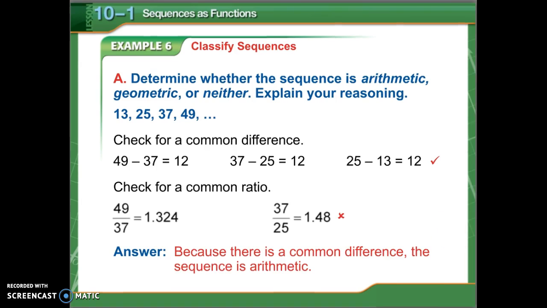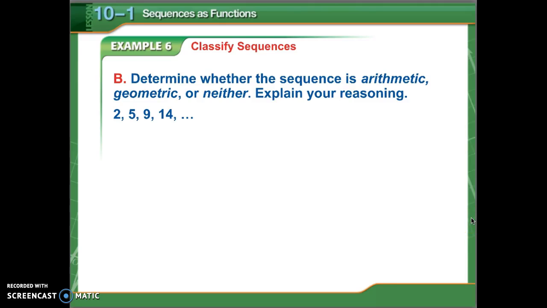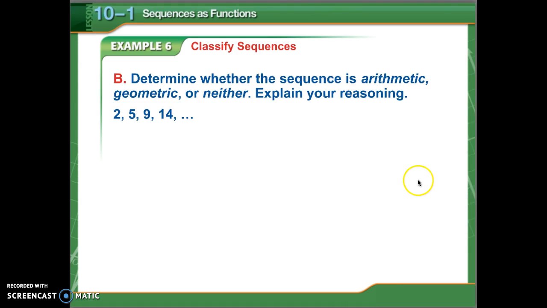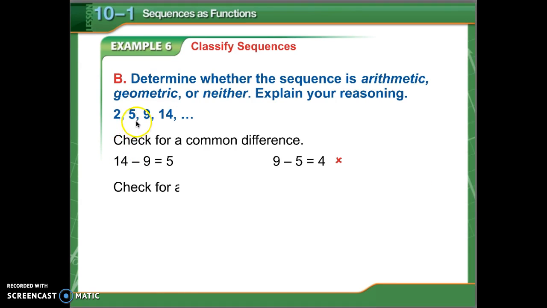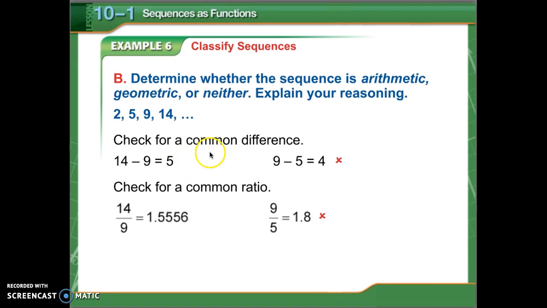All right, so now we're going to look at part B. This time we have the sequence 2, 5, 9, and 14. So checking for a common difference first. From 2 to 5 is 3, from 5 to 9 is 4, from 9 to 14 is 5. So there is no common difference.